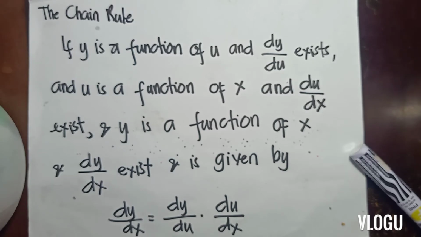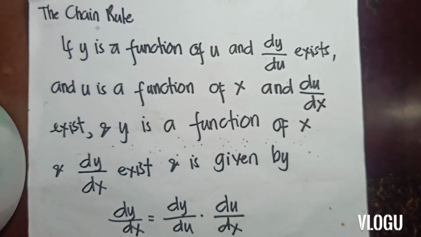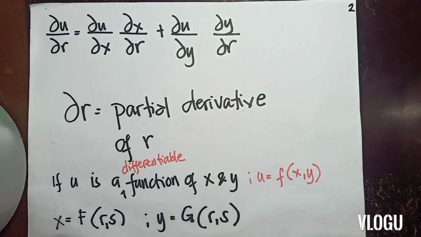As you can see here, with dy/du and du/dx, if you cancel du, you still have dy/dx. So we have here the symbol of partial derivative. So when can we have a partial derivative?